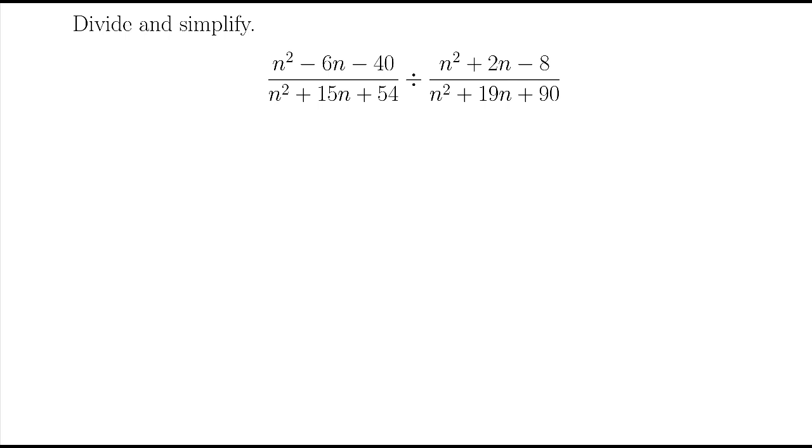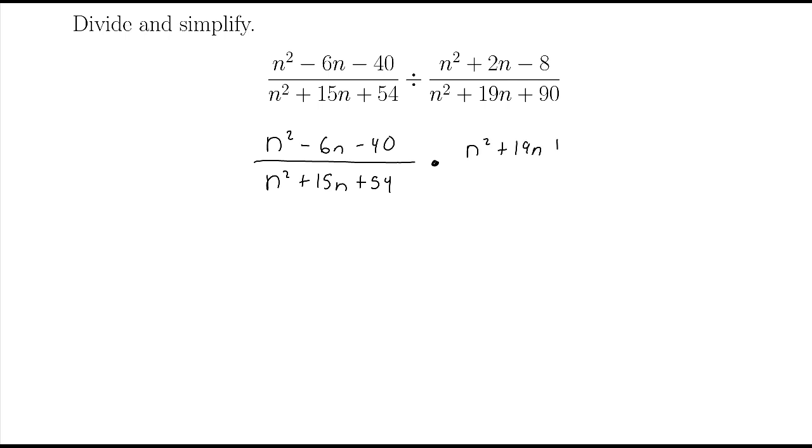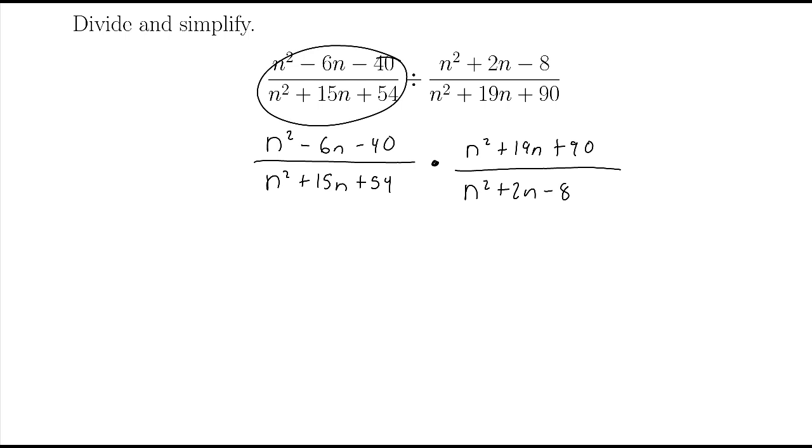So this should be rewritten as (n squared minus 6n minus 40) over (n squared plus 15n plus 54), times, flip it over, n squared plus 19n plus 90 is now my numerator, and n squared plus 2n minus 8. Notice I'm only flipping the second one, right? I'm not flipping the first one because I'm not dividing by the first one. I'm dividing by the second one. So flip the second one and change it to multiplication.